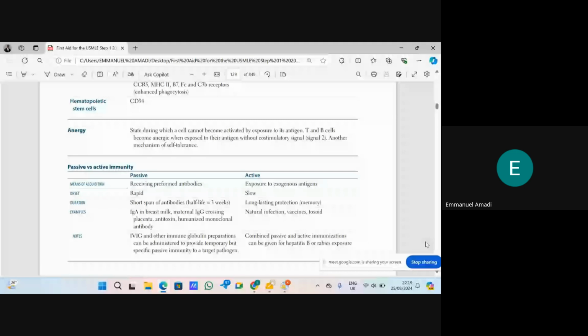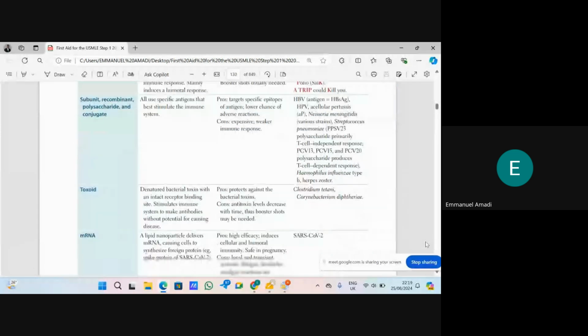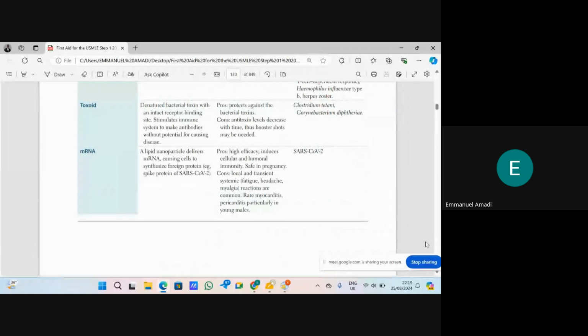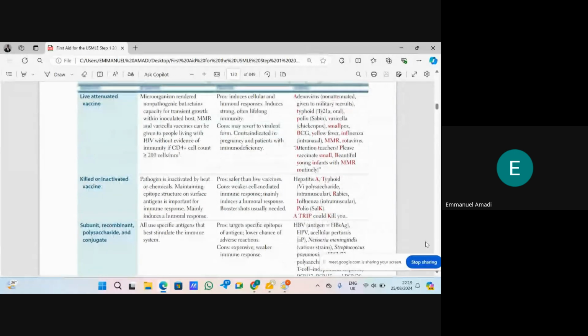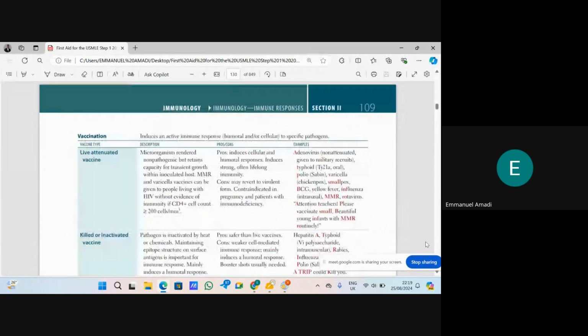Now, if that is settled, we'll definitely have to move on. When we move on, we're going to look at the vaccines. Vaccines are very simple. They are very easy. There are things you can definitely play around with. Now, there are different types of vaccines. We're going to talk about the ones I think are important to the pathway.